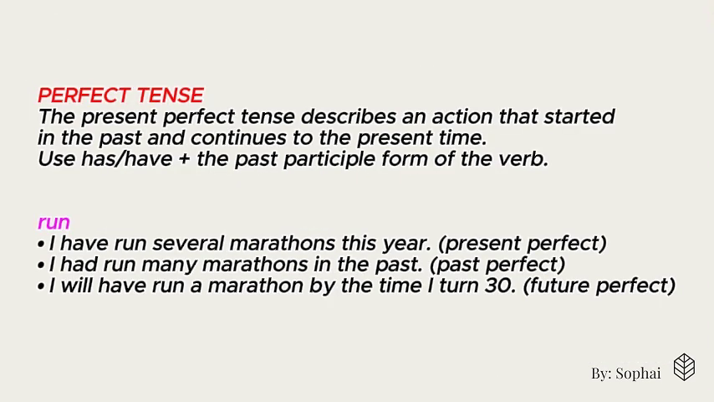Perfect tense. The present perfect tense describes an action that started in the past and continues to the present time. Use has, have plus the past participle form of the verb. Run. I have run several marathons this year. Present perfect. I had run many marathons in the past. Past perfect. I will have run a marathon by the time I turn 30. Future perfect.